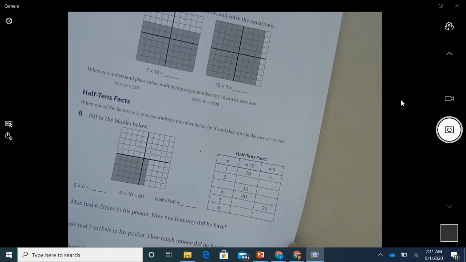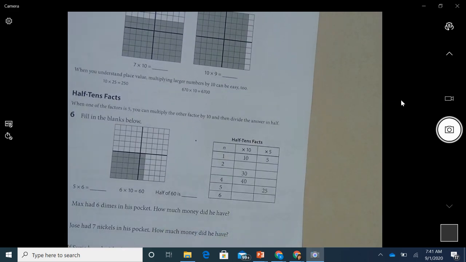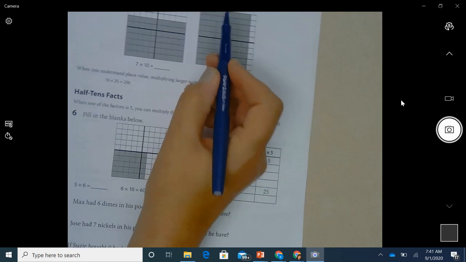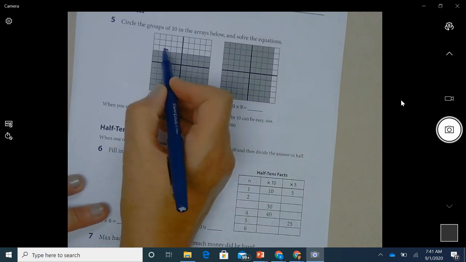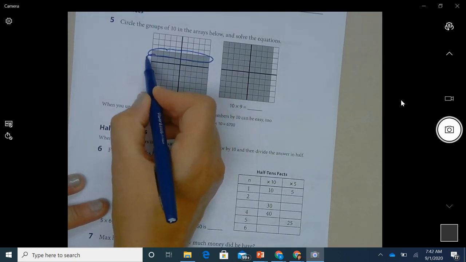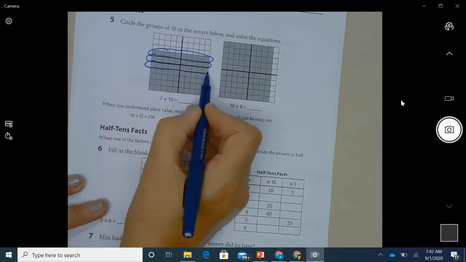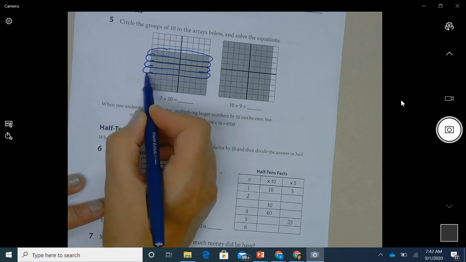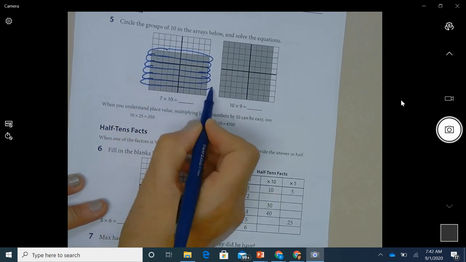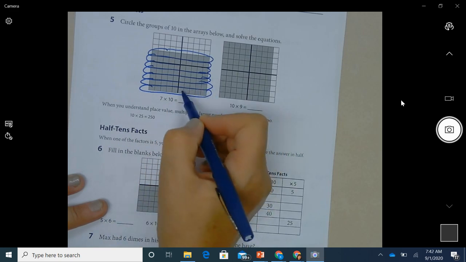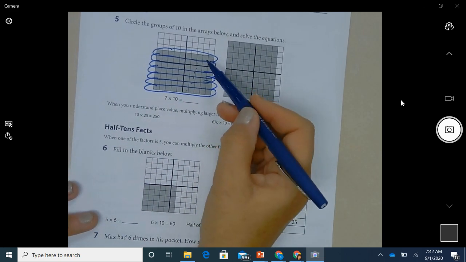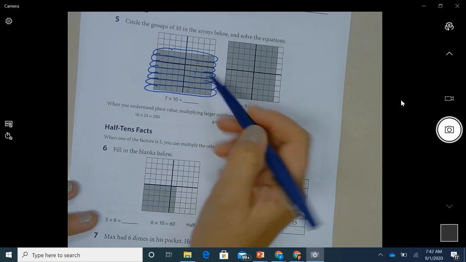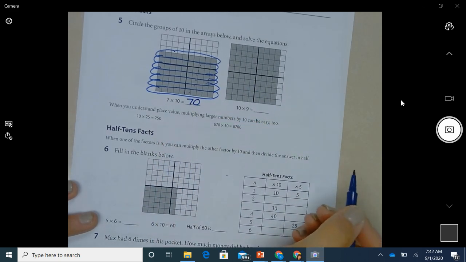We're going to move to page 10 here, and it says circle the group of 10 in the arrays below and solve the equation. So when I look at this, I know this is 5 and 5. So this is a group of 10. This is a group of 10. This one's a group of 10. This one here. This one here. So I have 1, 2, 3, 4, 5, 6, 7 groups of 10. Count by tens, 10, 20, 30, 40, 50, 60, 70. And I know that's 70 there.